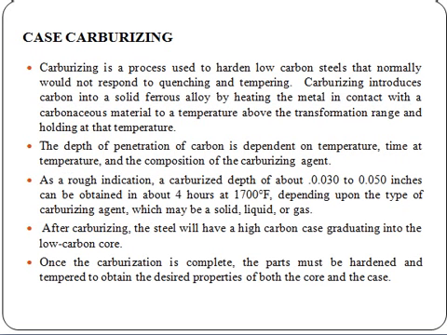Case carburizing. Case carburizing is the process used to harden low carbon steels that normally would not respond to quenching and tempering. Carburizing introduces carbon into the solid ferrous alloy by heating the metal in contact with the carburized material to a temperature above the transformation range and holding the temperature. After carburizing, the steel will have a high carbon case grading into the low carbon core.